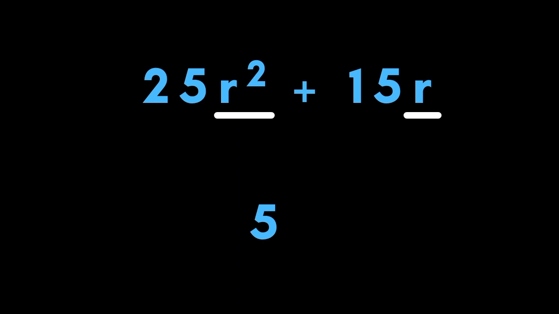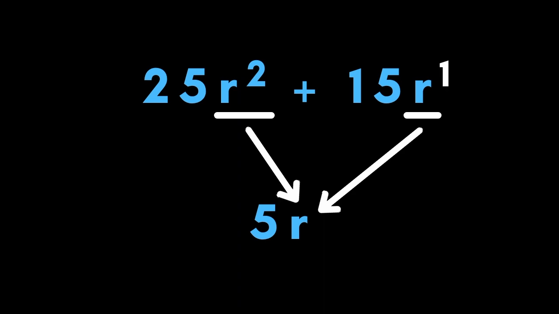To do this, simply identify the lowest exponent. For example, if we're given t to the 5th, t to the 7th, and t cubed, the GCF will be t cubed because it has the smallest exponent. In this case, the GCF will be r because it has an invisible exponent of 1. So the GCF of the entire binomial is 5r.